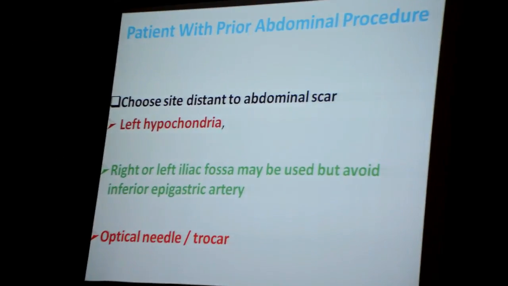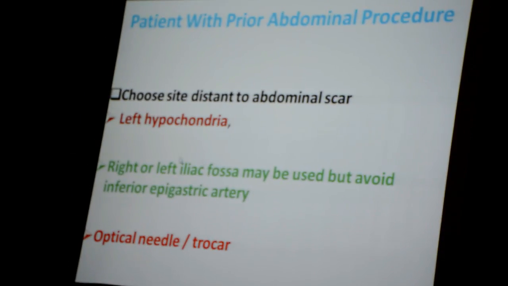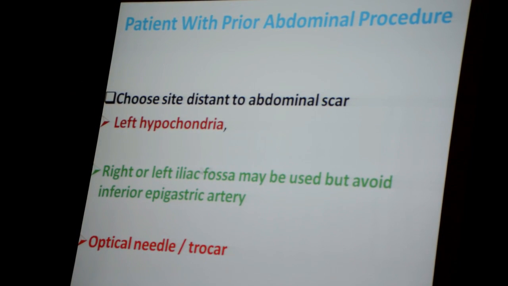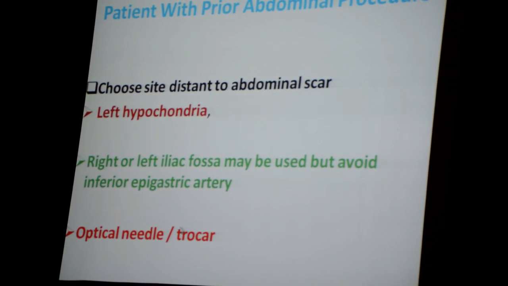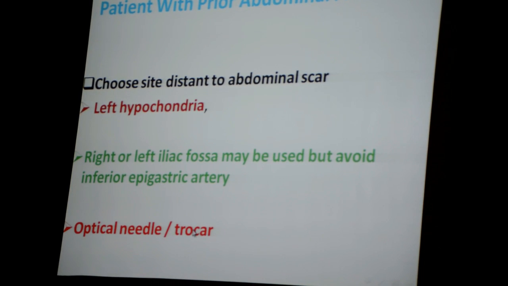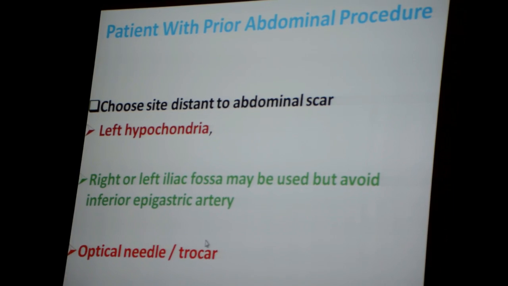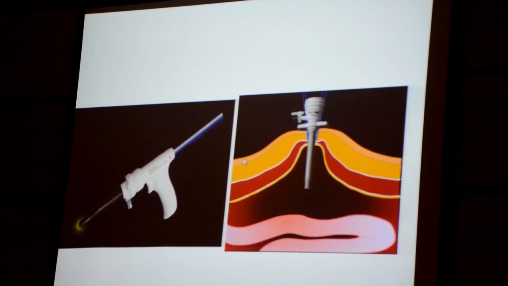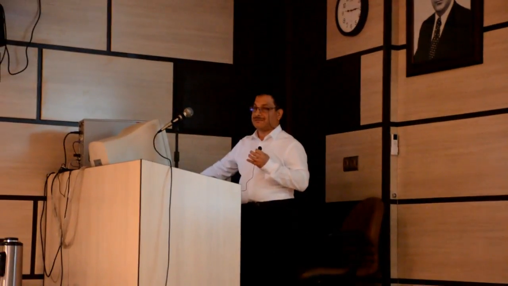If we have a previous prior abdominal procedure, we usually choose the left hypochondrial region by palmar technique, but we can use the right or left iliac fossa, but we should avoid the inferior epigastric artery. And nowadays there is an optical trocar technique available, but not present here. So we can use this new method, and here we use the optical port, the Visiport.